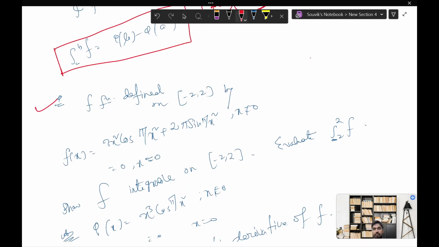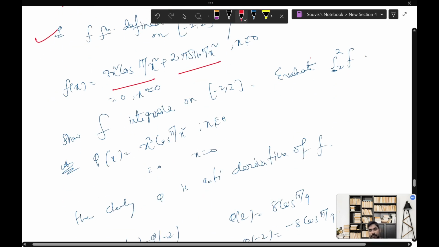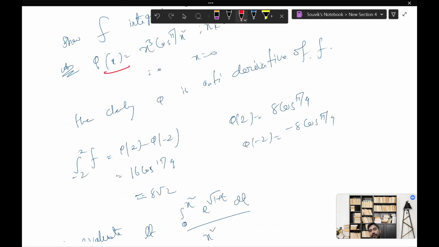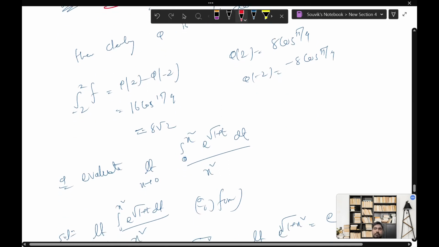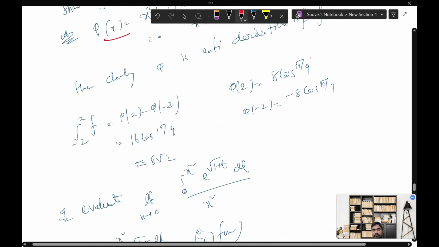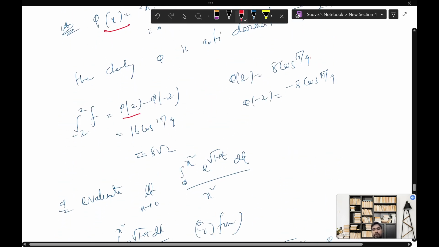So the first problem we took is the function defined as x squared cos of pi by x squared and 2 pi sin of pi by x squared. We need to find the integration, but since phi is already an antiderivative, by using the fundamental theorem we can directly get that this value is nothing but phi of 2 minus phi of minus 2, which is equal to h2.